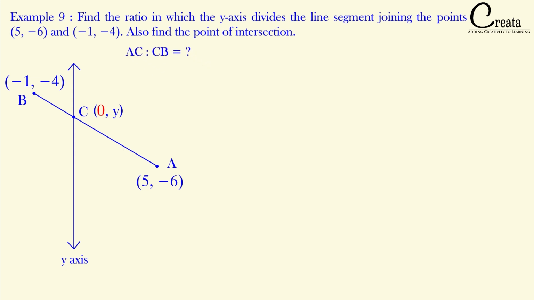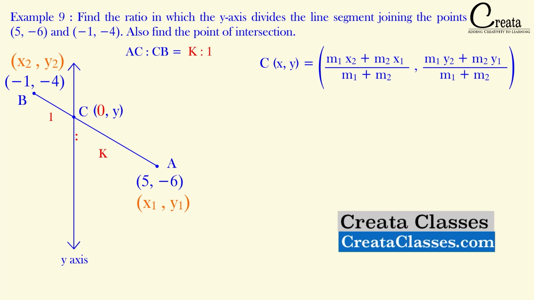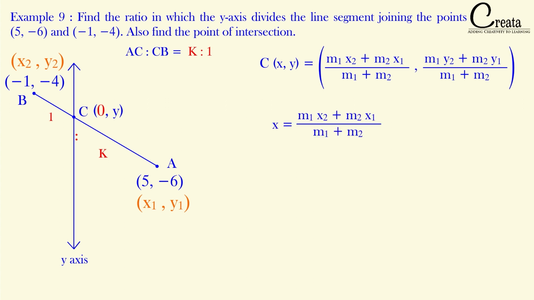Let's approach the question. We have just understood that whenever we have to find the ratio, we use the fundamental of k is to 1. That is, we will assume the ratio as k is to 1. Now we can simply use the section formula. We know coordinate A as x1, y1. We know the coordinate B as x2, y2. We know m1 as k and m2 as 1. We can directly apply the section formula. Let's go for the x coordinate. Here we know x is 0 because all the x coordinates on the y-axis are 0.